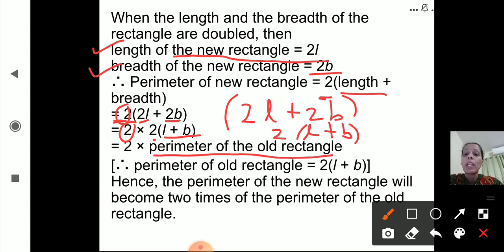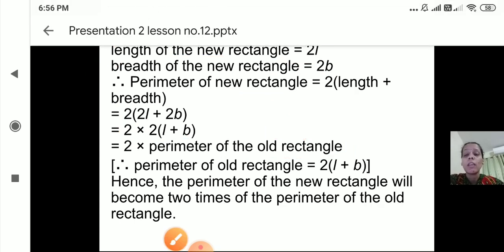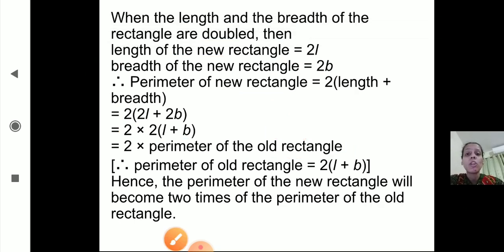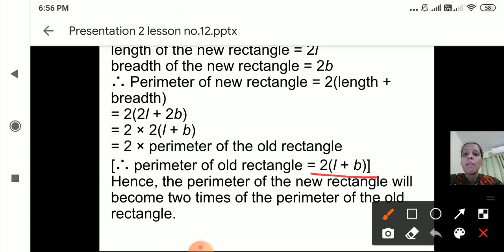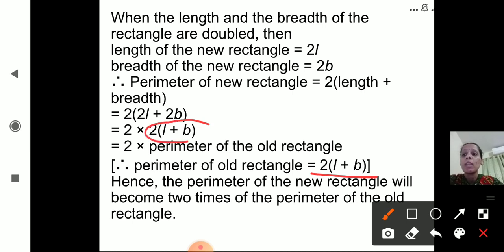Perimeter of the old rectangle. Yes, as we have seen in the first part, what is the perimeter of the old rectangle? 2 multiplied by L plus B. See here we got the perimeter of the old rectangle.